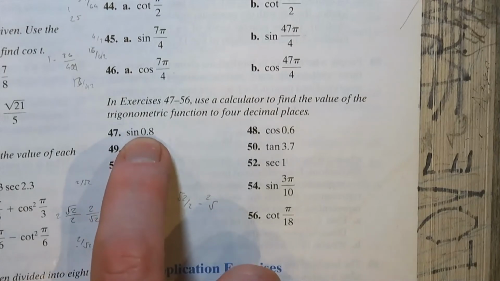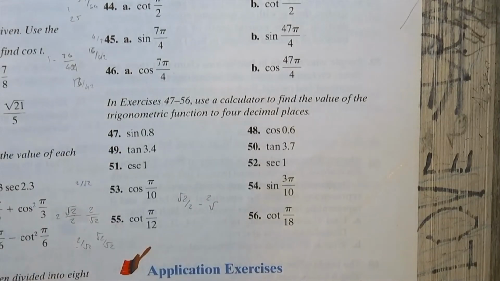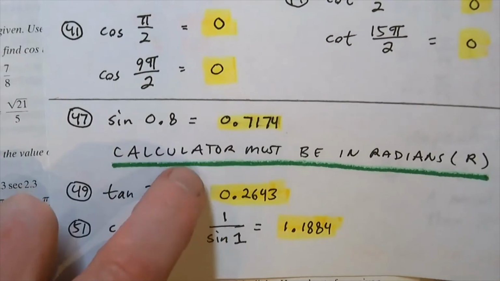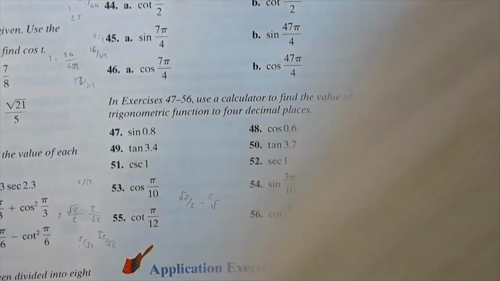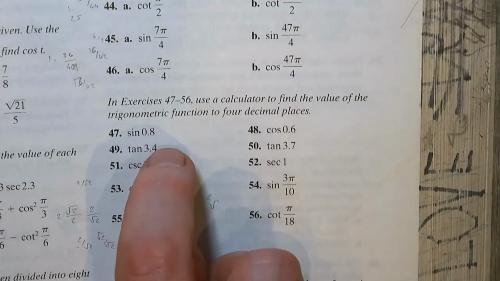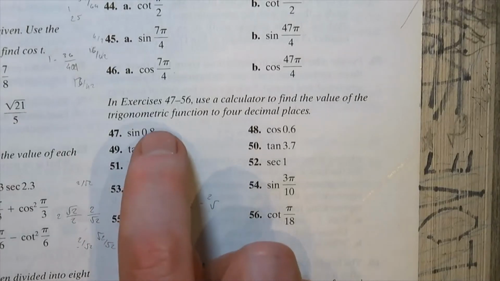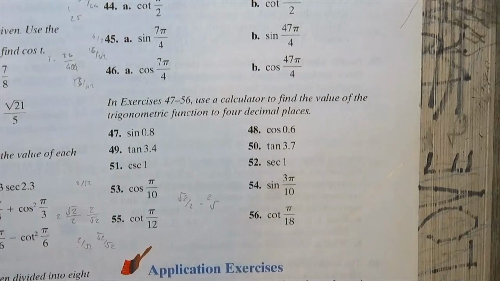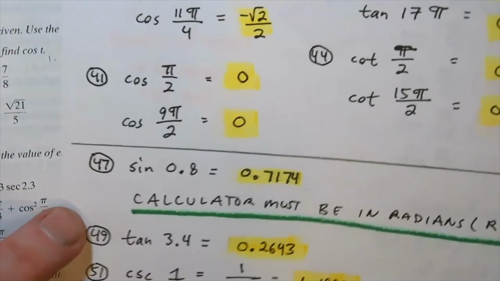Is that degrees? You've got to be careful. I put a warning here. Calculator must be in radians. How do I know it's in radians? Do you see a degree symbol? If you don't see a degree symbol, it's in radians. Radians doesn't have a symbol. Kind of stupid, isn't it?